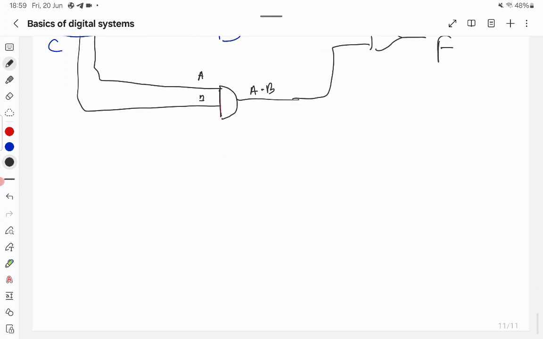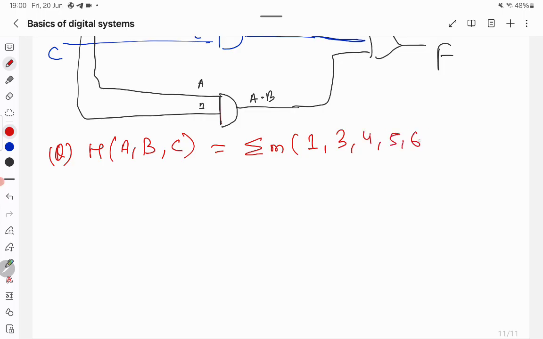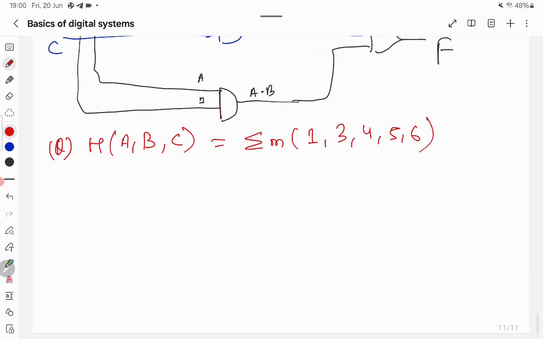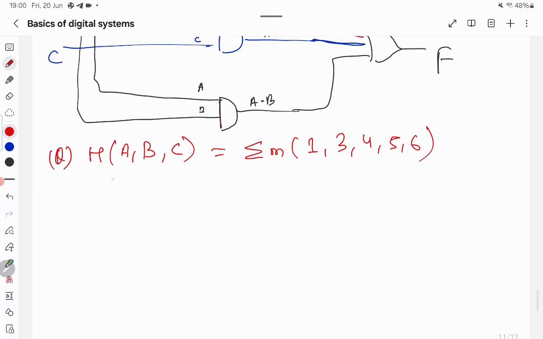Okay, so let's do one more question. F of A B C equals sum of minterms M of 1 2 3 4 5 6. So how will you draw the K map? As I said, first draw the truth table.